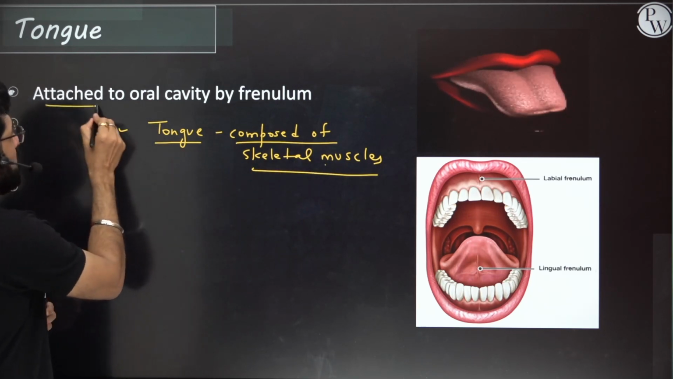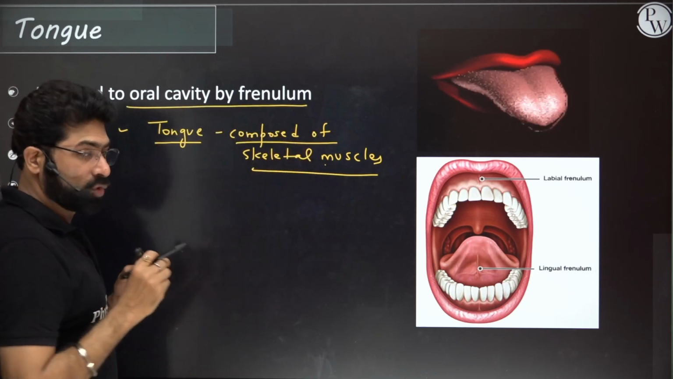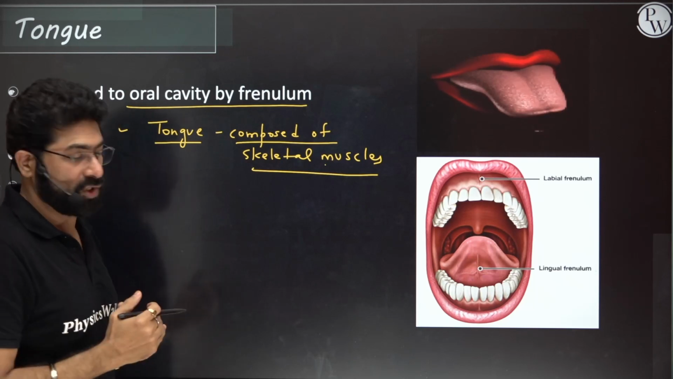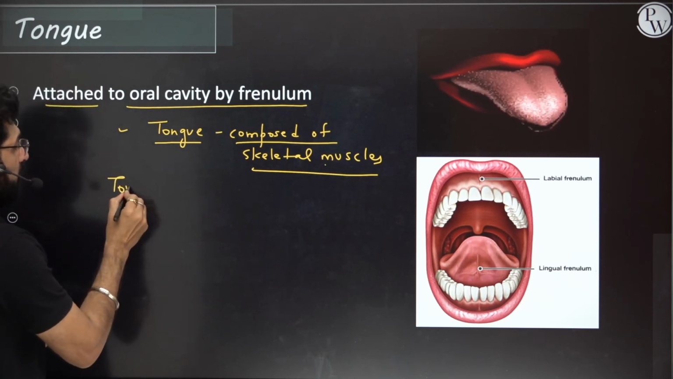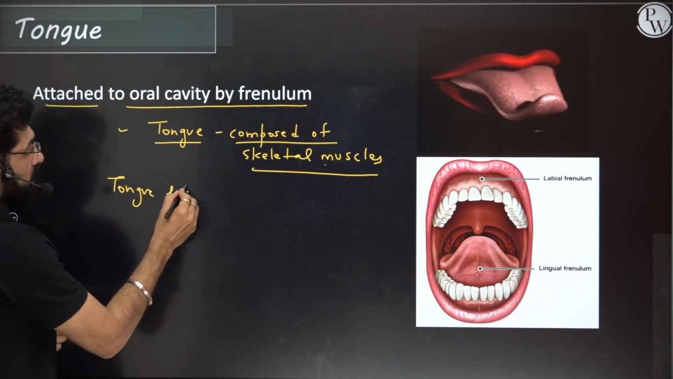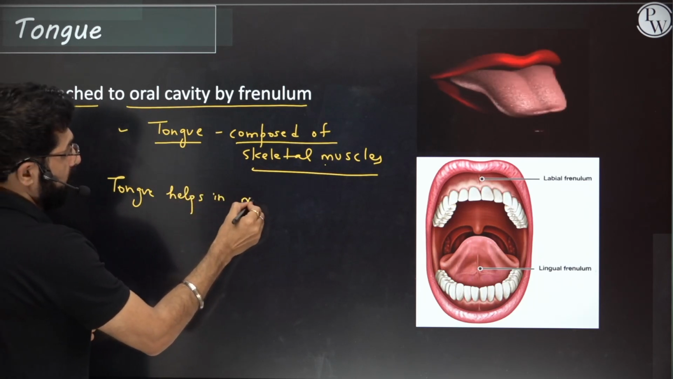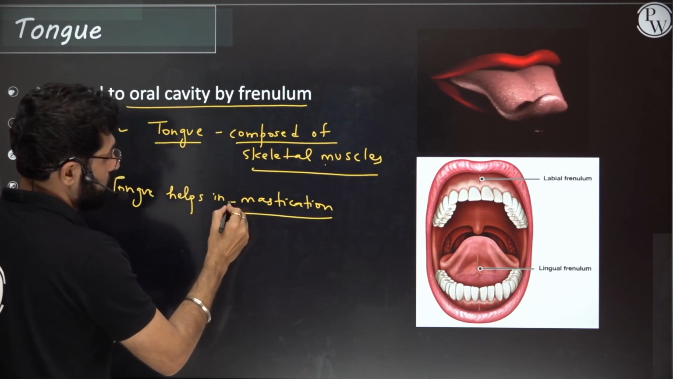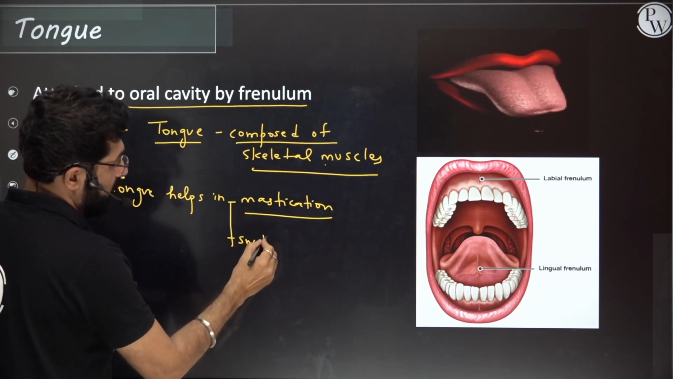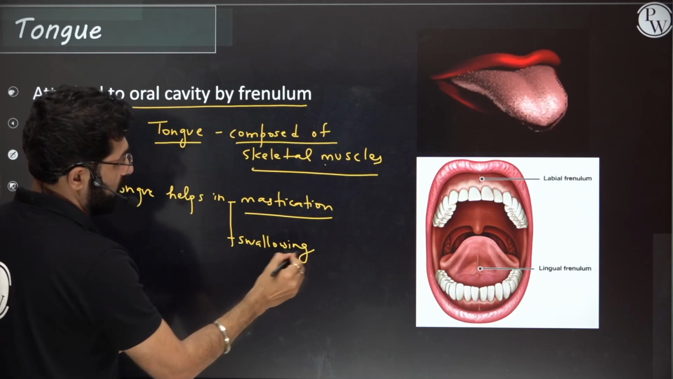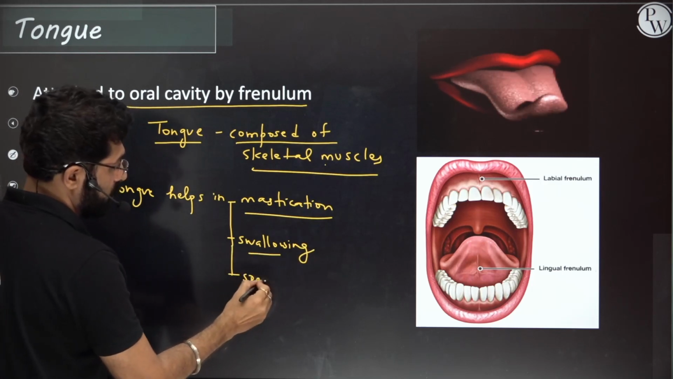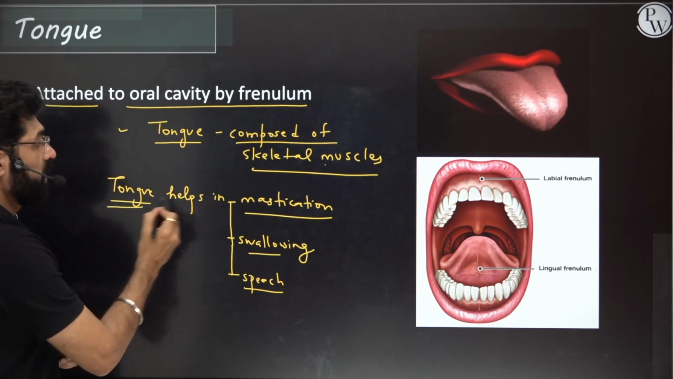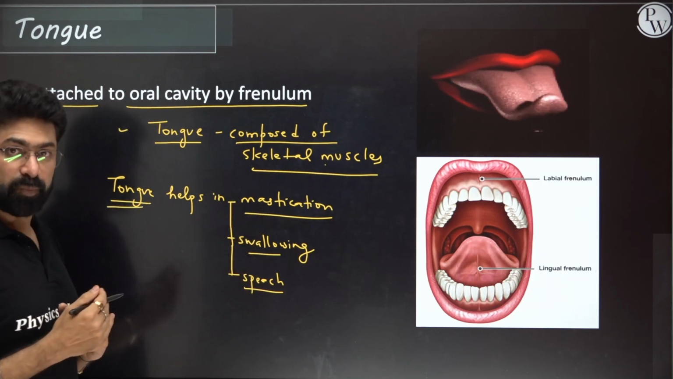Tongue is very important for your swallowing purpose, for a speech purpose, and even it helps in mastication. It helps in mastication. It also helps in swallowing. It also helps in speech. If tongue is not there, you can't speak. Is it okay? So tongue is helping you in mastication, swallowing, and speech.